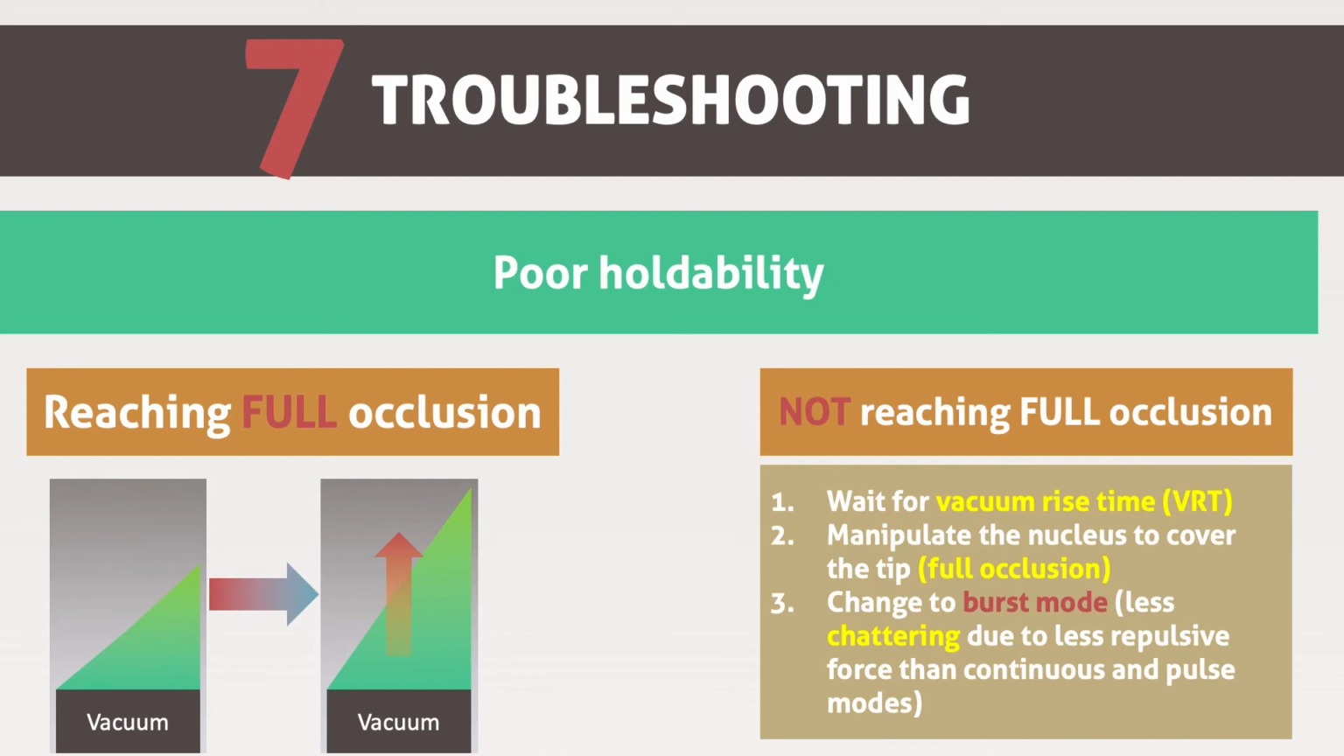But if we are not reaching the maximum vacuum, 3 things must be taken in consideration. First is to wait for vacuum rise time or increase aspiration flow rate. And if we increase the aspiration flow rate, don't forget to increase the bottle height as well. Second is to manipulate the nucleus to cover the whole tip to have full occlusion, because the vacuum in peristaltic pump will not reach maximum preset level unless there is full occlusion. Third is to change the power mode to burst mode, which has less shattering and less repulsive force.